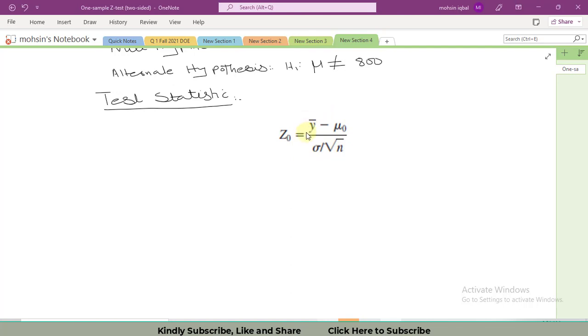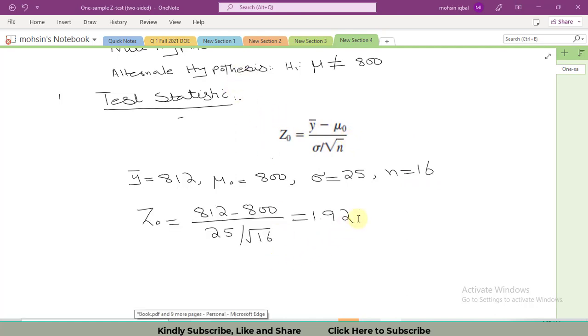Now I will write the values that have been provided to us. Sample mean 812, stated mean 800, standard deviation 25, and the sample size was 16. I will put all these values in this formula to get the z0 value, the test statistic value. And the z0 value comes to be 1.92.